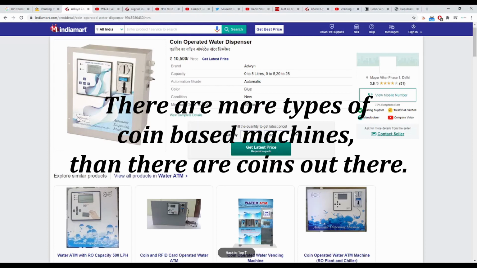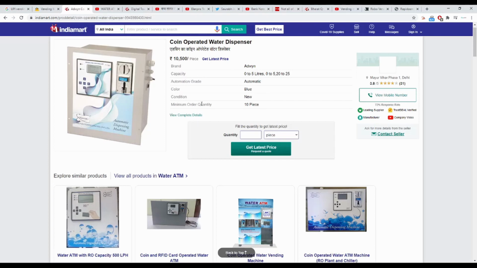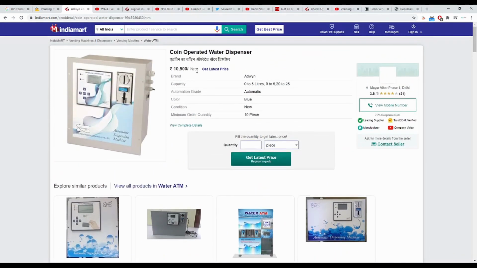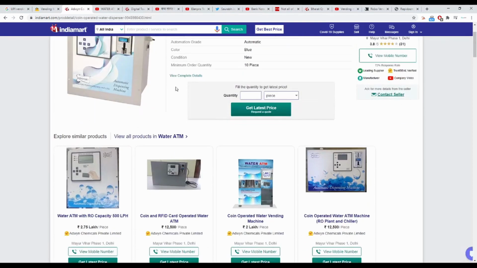One of the most common types of vending machine is this coin operated machine, where you just put one coin and it will dispense your water or napkins or whatever. And typically the prices start from 10K or something. These India Mart prices are anyway always wrong, so don't bother about these prices. But these machines are very costly, going up to a few lakhs also.